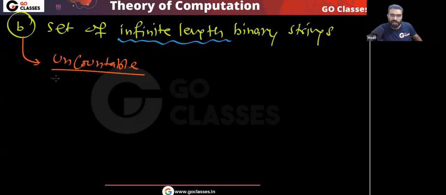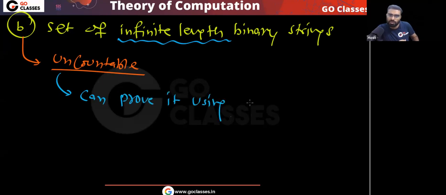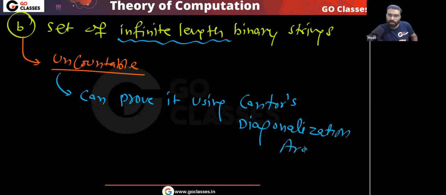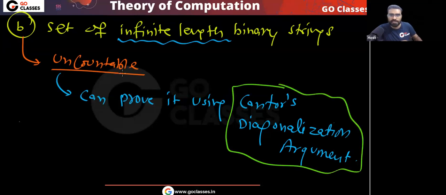We can prove it using Cantor's diagonalization proof. Yes or no? We can easily prove it using Cantor's diagonalization argument. So tell me, how will you prove, using Cantor's diagonalization argument, that the set of all infinite length binary strings is uncountable? See, very simple.